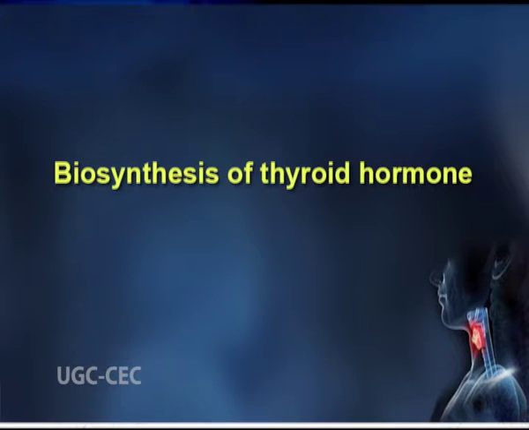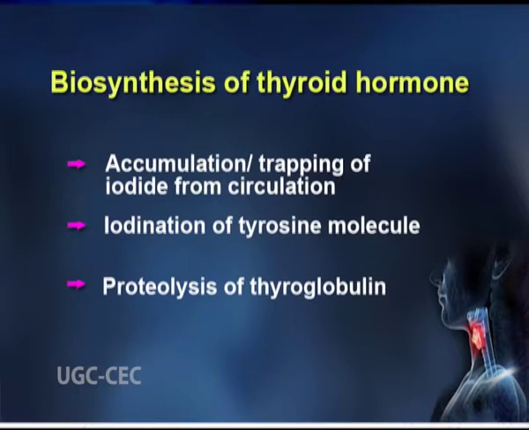The biosynthesis of thyroid hormone. The biosynthesis process comprises three phases. The first is accumulation or trapping of iodide from circulation, then iodination of the tyrosine molecule, and proteolysis of thyroglobulin. Let us understand the three processes in detail.